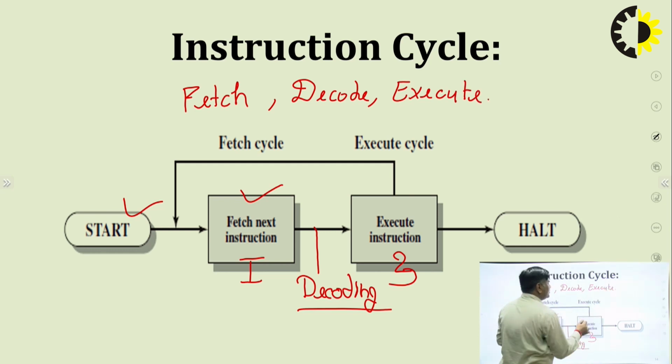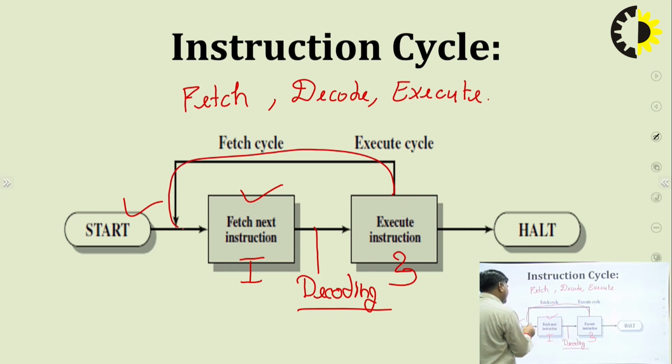When we execute the instruction, then the next instruction is fetched. So the instruction cycle works in this way. We have to fetch the instruction, decode the instruction, and execute the instruction, and if the execution is finished, then we have to fetch the next instruction that is to be executed.